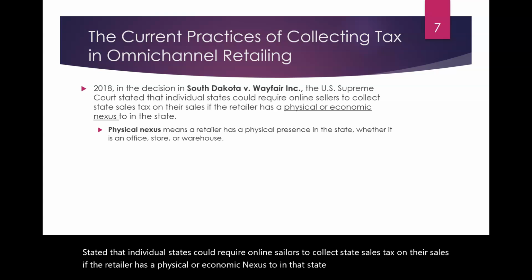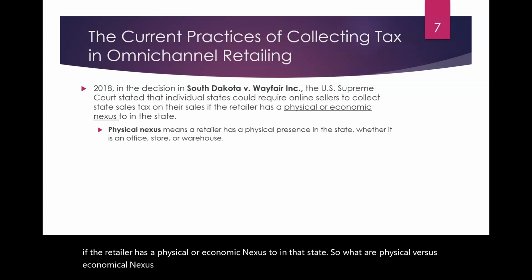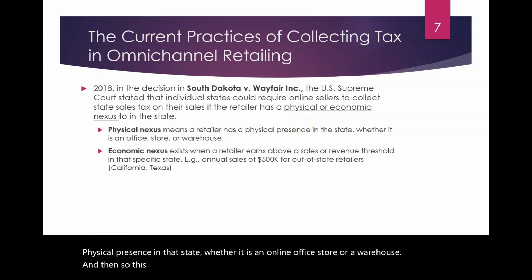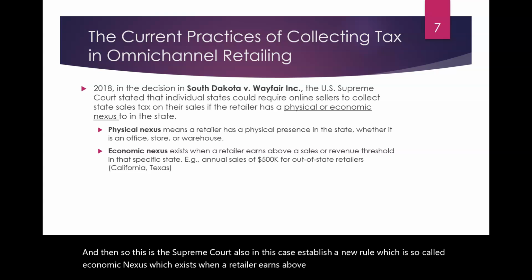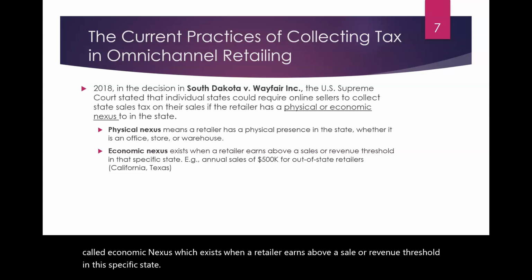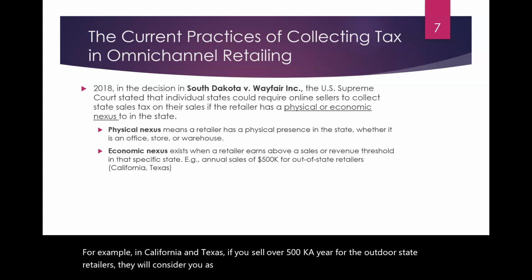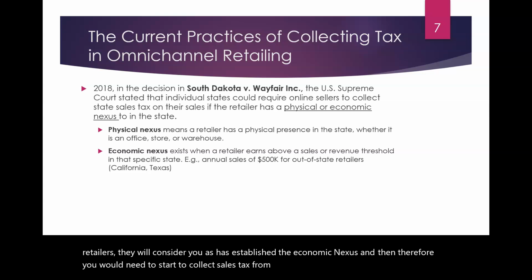So what do physical versus economic nexus mean? Physical nexus means a retailer has a physical presence in that state, whether it is an office, store, or a warehouse. In this case, the Supreme Court also established a new rule, the so-called economic nexus, which exists when a retailer earns above a sales or revenue threshold in a specific state. For example, in California and Texas, if you sell over $500K a year as an out-of-state retailer, they will consider you as having established economic nexus, and therefore you will need to start collecting sales tax for the state government.